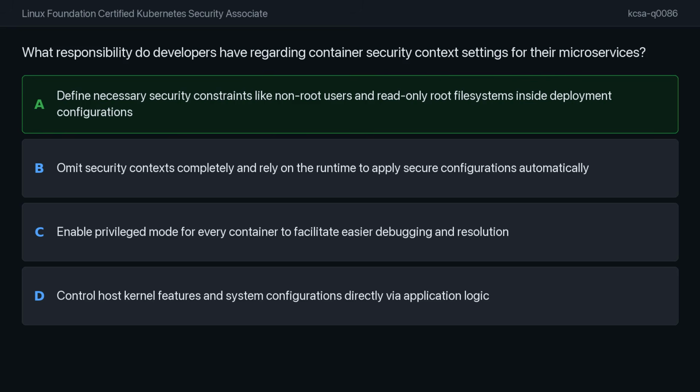Option B is incorrect because leaving security contexts blank does not trigger a secure default, and container runtimes do not automatically apply optimized security settings. Option C is wrong because enabling privileged mode removes essential isolation boundaries and exposes the host to significant security vulnerabilities. Finally, option D is incorrect as application code must remain isolated and should never directly manipulate host-level kernel modules or system parameters for security and stability reasons.